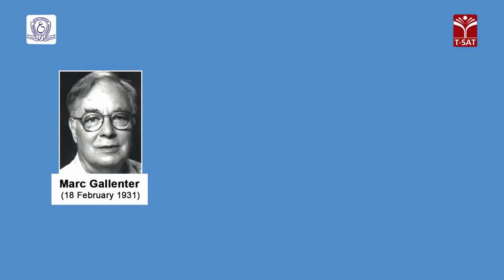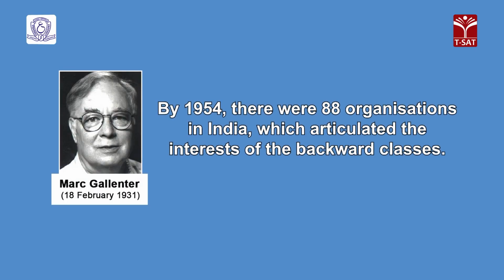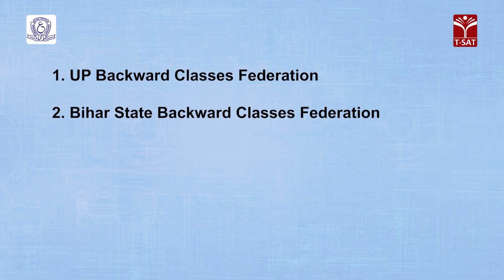Now, we will understand the organizations of backward castes. A large number of backward class associations appeared in the post-independence period. Marc Galanter observed that by 1954, there were 88 organizations in India which articulated the interest of the backward classes. The most important of these existed in North India. These were the UP Backward Classes Federation and the Bihar State Backward Classes Federation.